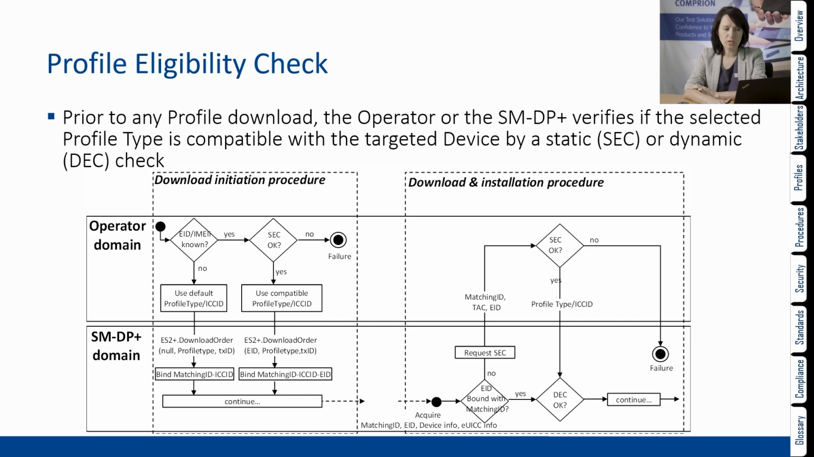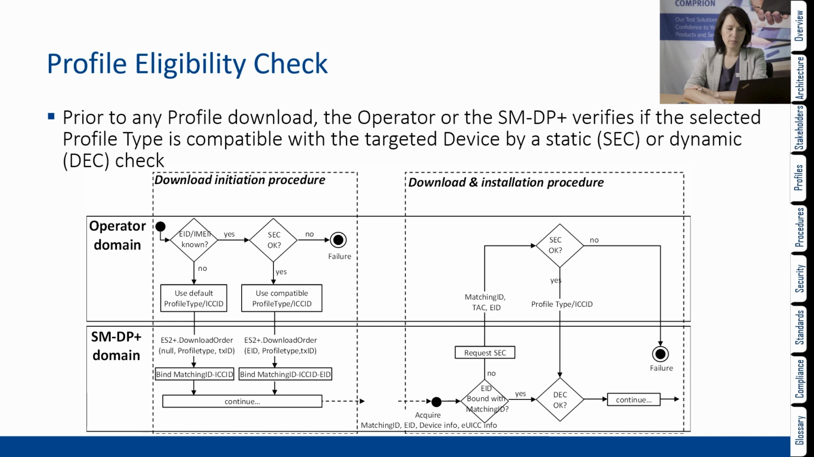And actually, during this download initiation procedure, on the operator domain there is a process verifying the EIMI and the EID, if they are known. Then it goes to the static check, and it checks if this profile type is compatible with the ICCID. And if they are not known, then the default profile type and the ICCID will be used.